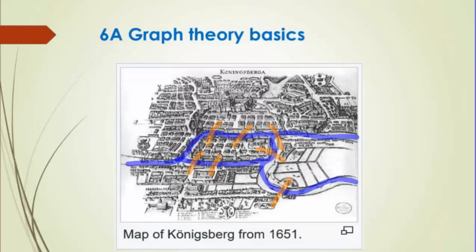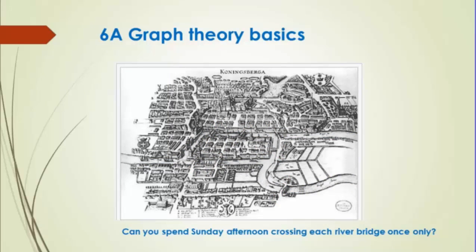And the good citizens of Königsberg used to spend Sunday afternoons seeing if they could take a walk that involved crossing each bridge once only, starting anywhere and finishing anywhere. And they tried this and they couldn't prove that they could do it, and they couldn't prove that it was impossible either. This was the problem that plagued the citizens of Königsberg, which by the way is in Germany, at least it was in Germany, and now it's in Russia and has a different name. So, could you spend Sunday afternoon crossing each river bridge once only?